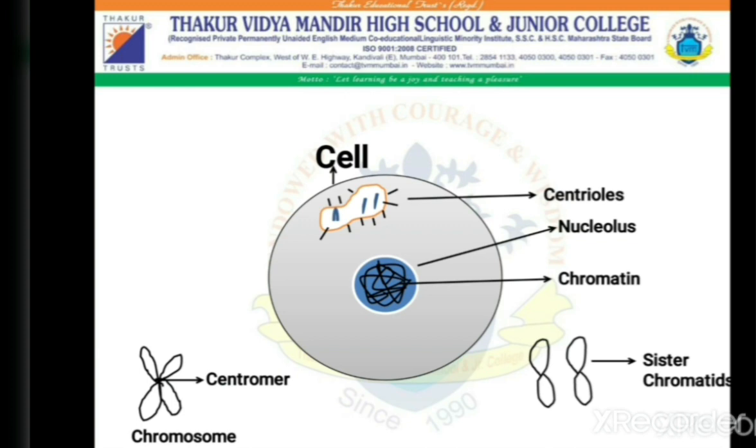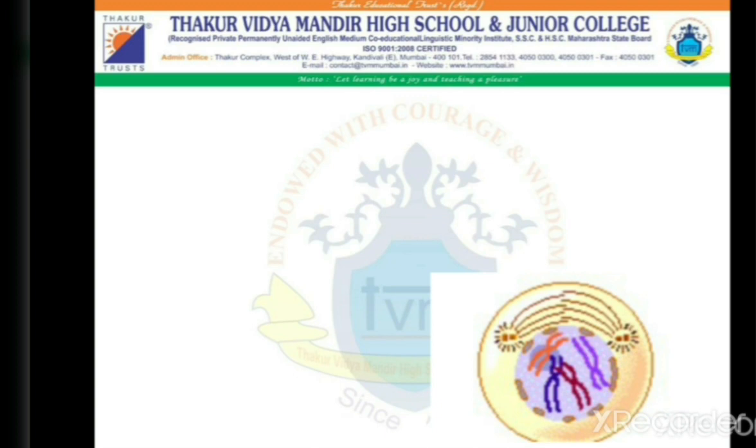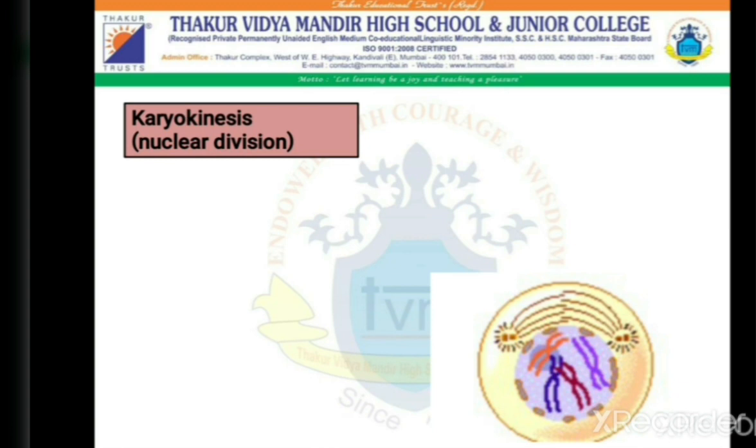Now, after understanding the basic structure of the cell, let us come to the part of mitosis. This mitosis is carried out in two stages. The first stage is called karyokinesis, which is nothing but nuclear division. This karyokinesis is carried out in four phases. The first phase is called prophase. In this diagram, you can see the same structure of the cell.